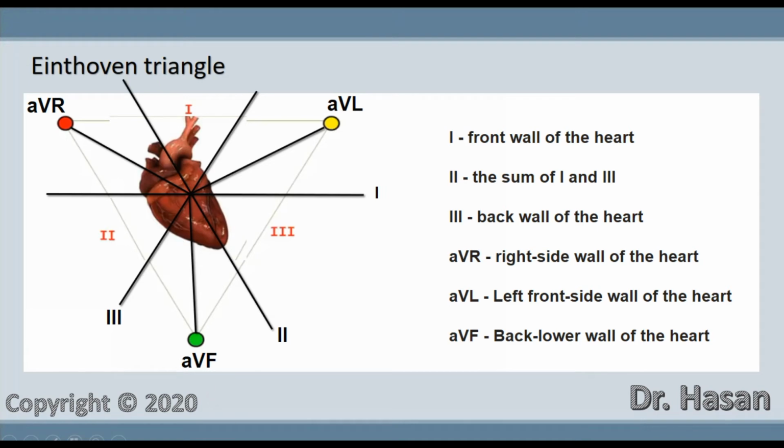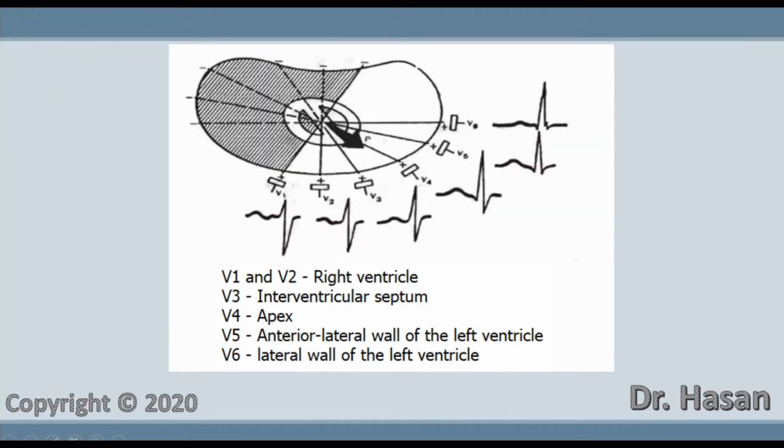Now, let's see what the chest leads are responsible for. The figure shows the recording electrodes located on the chest. This figure shows that the leads V1 and V2 are responsible for the right heart, for the right ventricle. V3 is responsible for the interventricular septum. V4 is responsible for the apex of the heart. V5 is responsible for the anterolateral wall of the left ventricle. V6 is responsible for the lateral wall of the left ventricle.